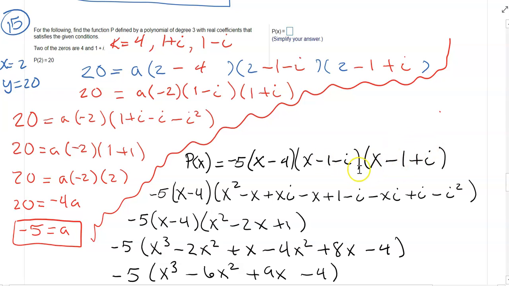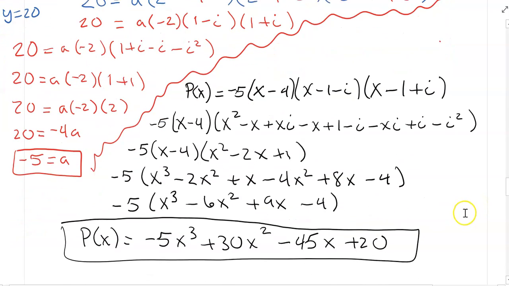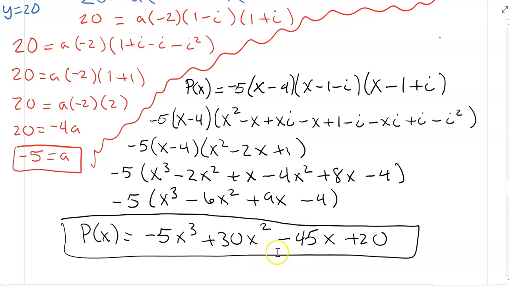And then we have to make sure we collect like terms when we are foiling. A lot of tedious work here. Just make sure you keep it straight. And then our last step is to distribute that negative 5.